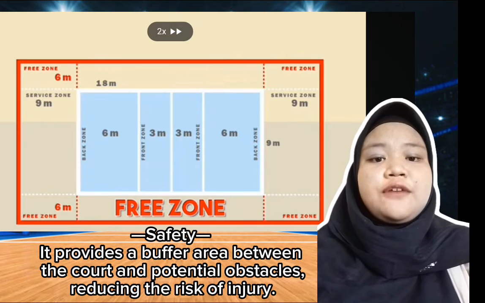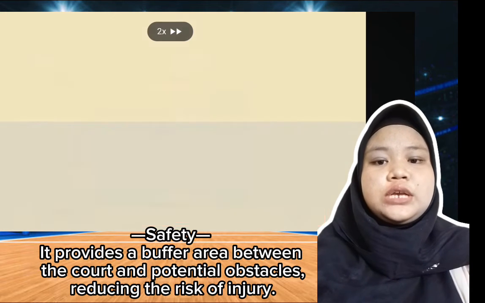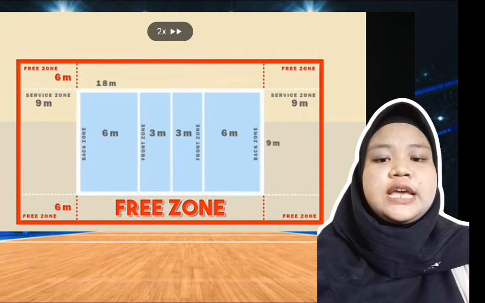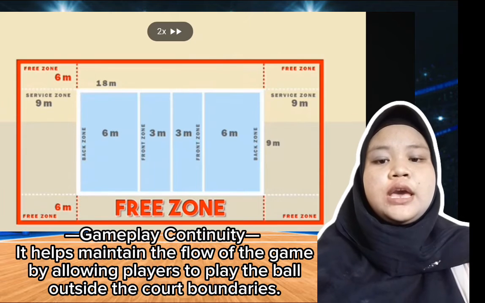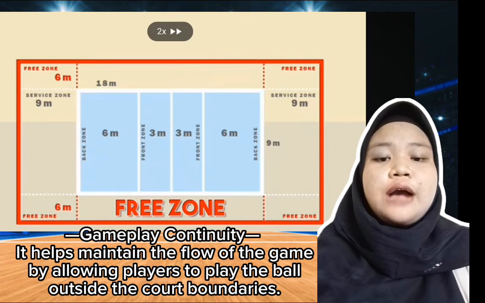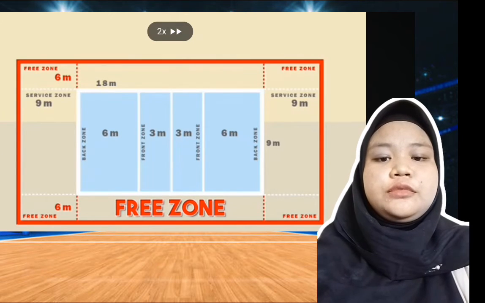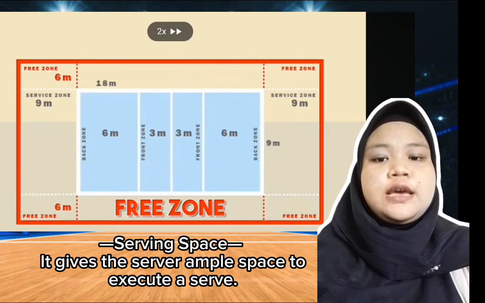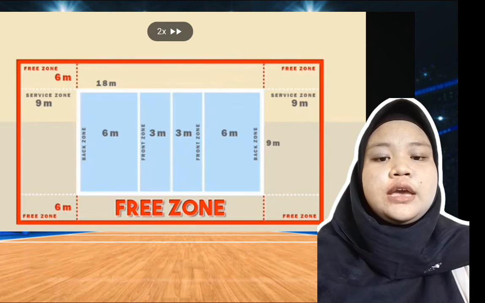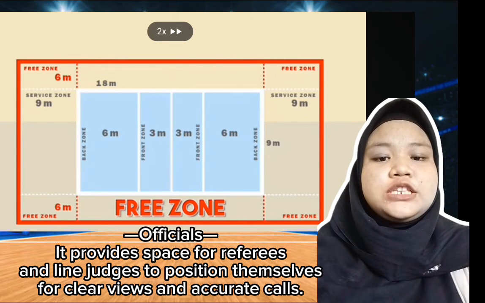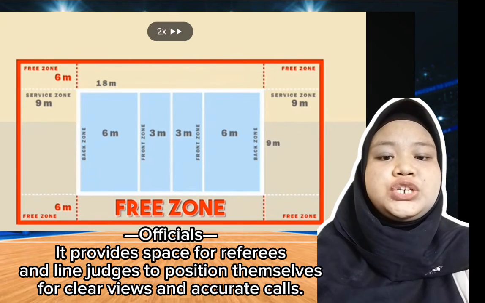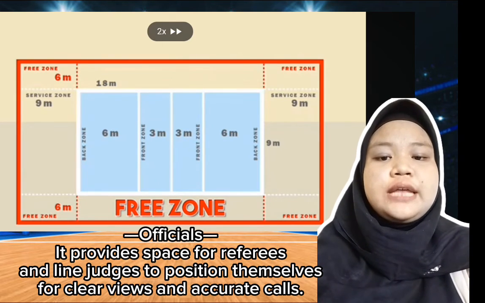Next is safety. It provides a buffer area between the court and potential obstacles, reducing the risk of injury. Next is gameplay continuity. It helps maintain the flow of the game by allowing players to play the ball outside the court boundaries. And then the serving space. It gives the server ample space to execute a serve. And then the officials. It provides space for referees and line judges to position themselves for clear views and accurate calls.